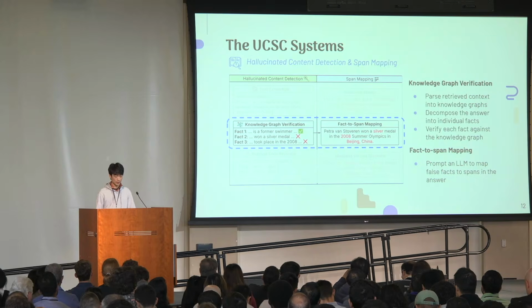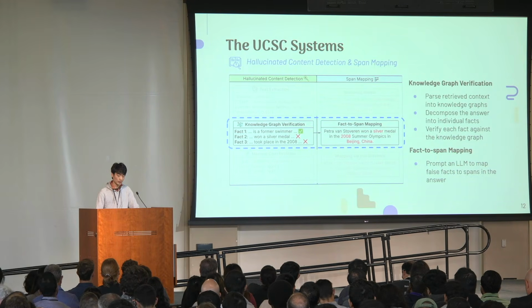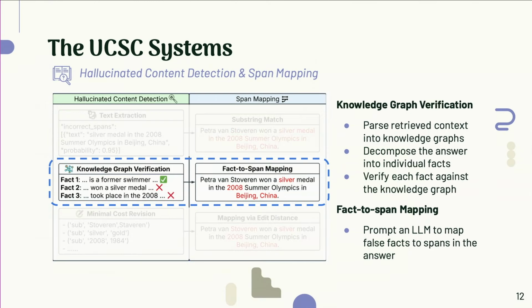Another way to do this is to parse the context into a knowledge graph and break the answer down into individual facts. Then we verify each fact against the knowledge graph and use an LLM to map the false facts back to the spans in the answer.